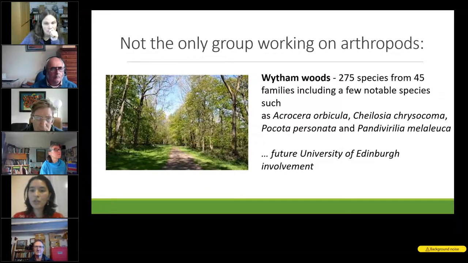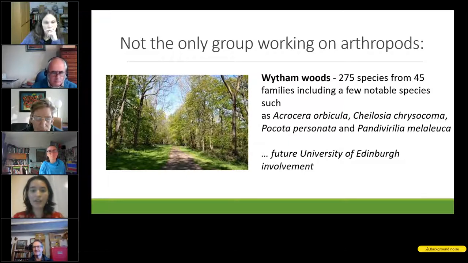So like I mentioned, we're not the only group working on arthropods. White and Woods, which is based through Oxford University, have also been collecting for a lot longer than we have, as they were fortunate enough to start their collection in late 2019. Liam Crawley has given me a small update on their progress, which includes 275 species from 45 families, including these few notable ones, which I won't try and pronounce because I don't know how to say them.